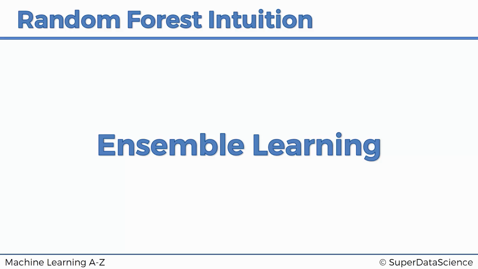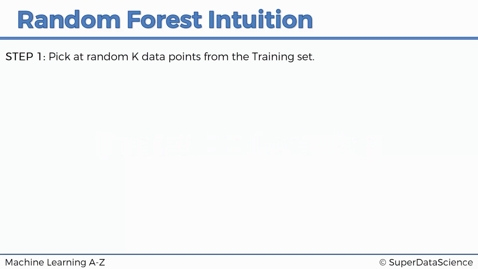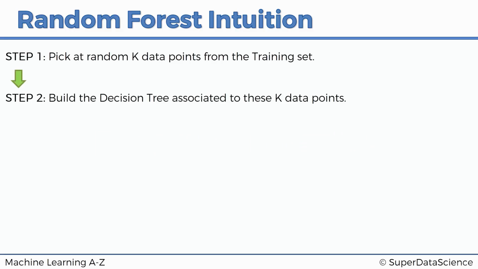So instead of running a decision tree method, which we talked about earlier, just once, we're going to run it multiple times, and that will give us a random forest. So let's have a look at the step-by-step process to understand how all of this happens. Step one is you pick at random k data points from the training set. Then you build a decision tree associated to those k data points. So instead of building a decision tree based on everything you have in your data set, you build a decision tree just based on some of the data points that you have, kind of like a subset of all of your data set.